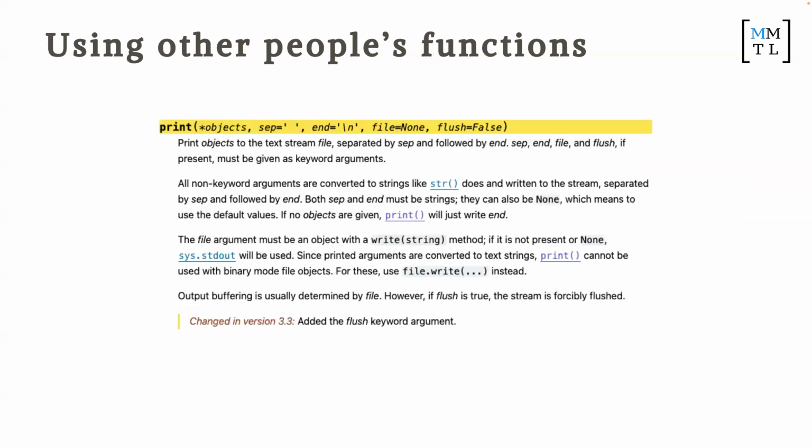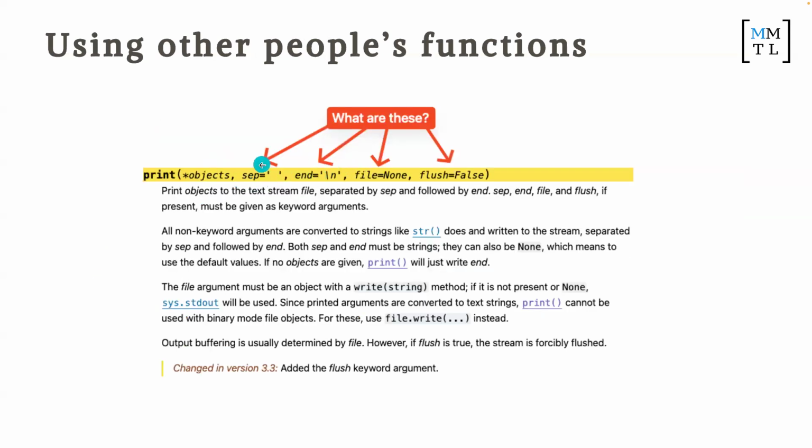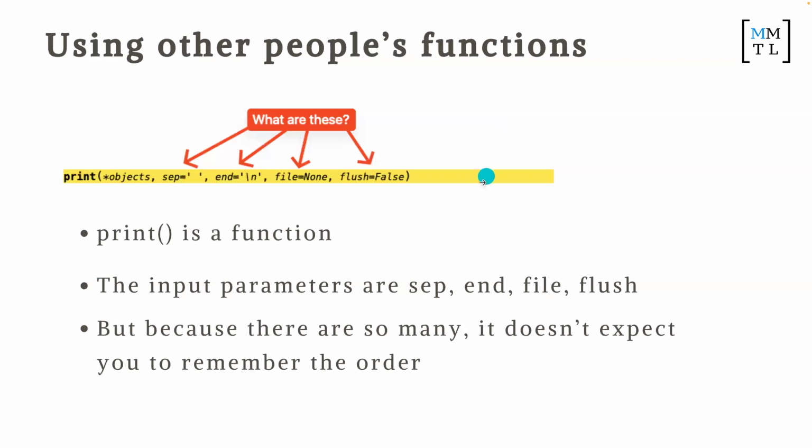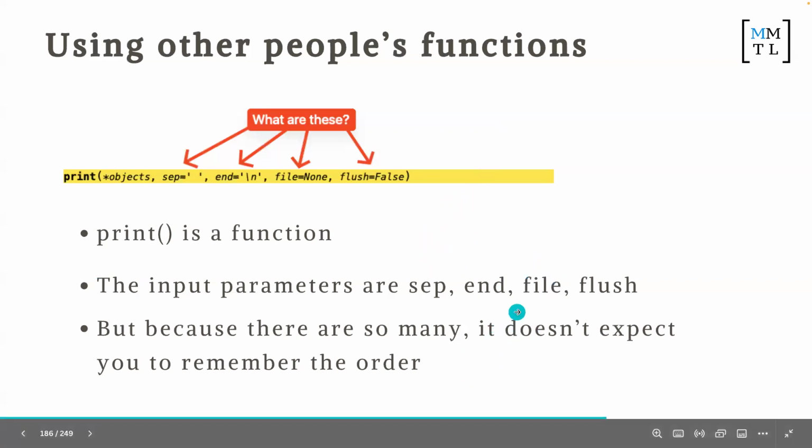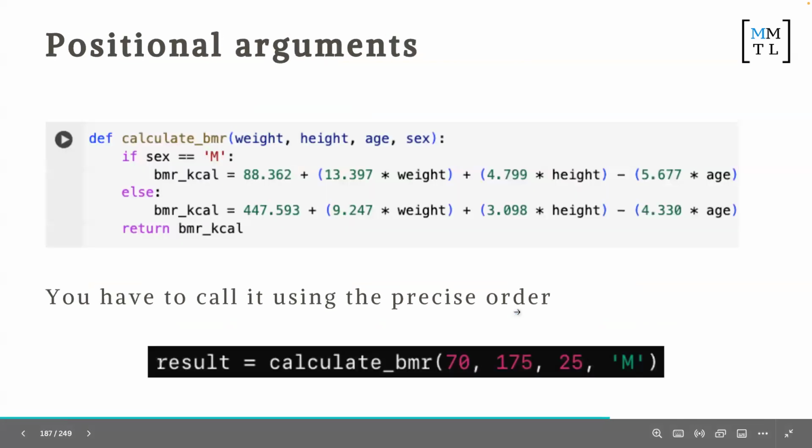So basically, that's what Python does. In a prototype, they can have sep, which is what's separating, and end, which means ending with a new line, and some other parameters we won't go into today. But basically, all it is is a function. These are the input parameters. Because there are so many, they don't expect you to remember the order. You just need to know how to call it.